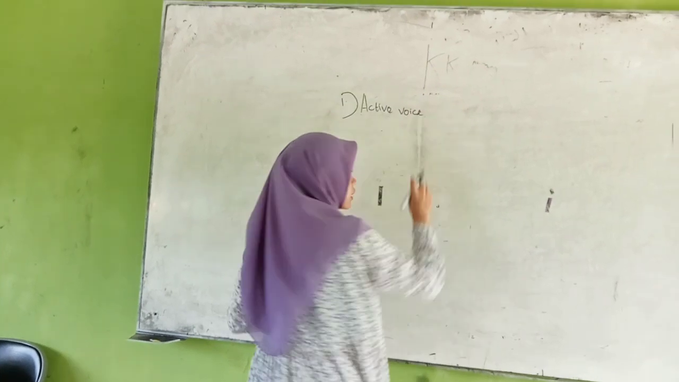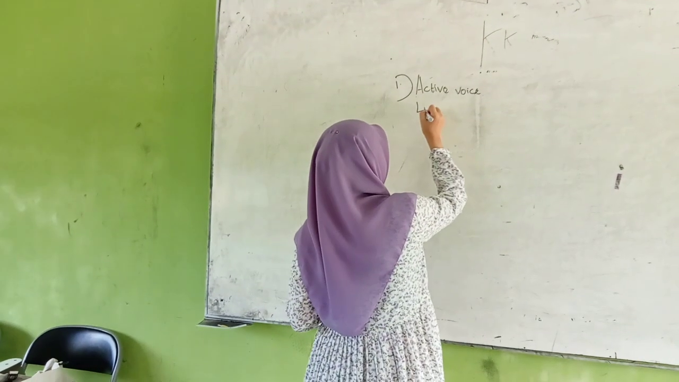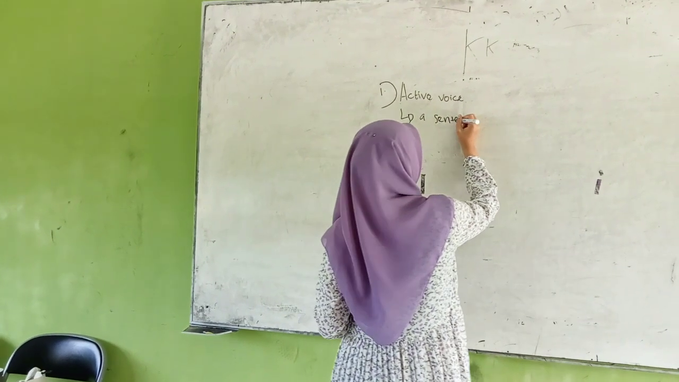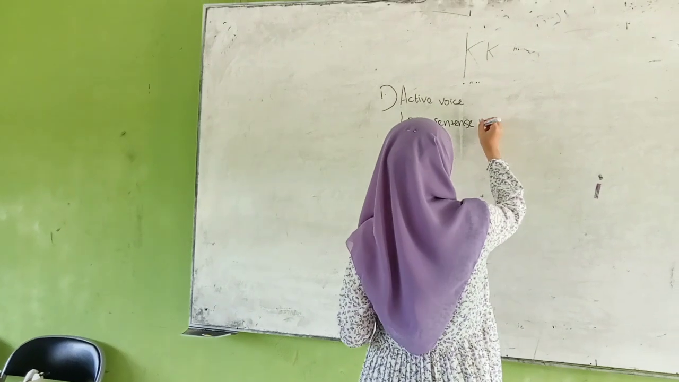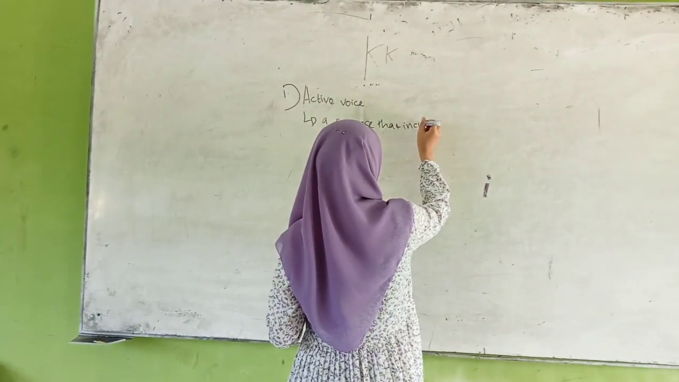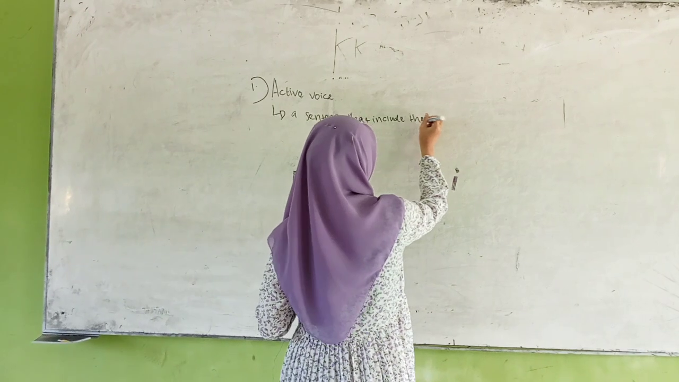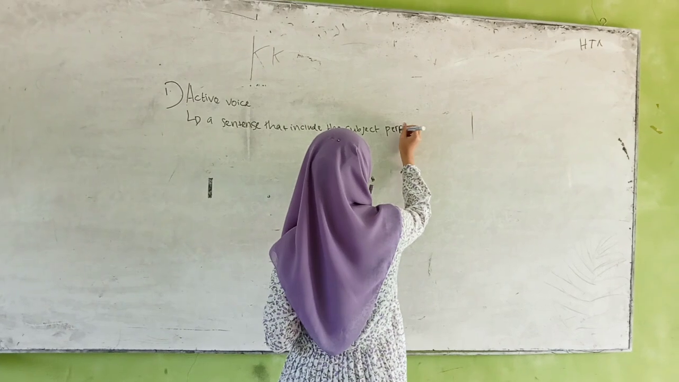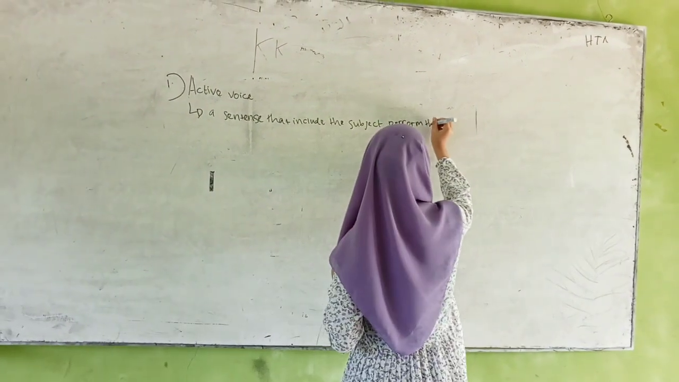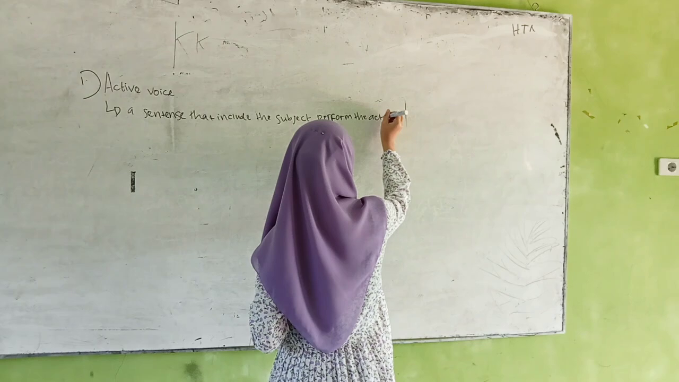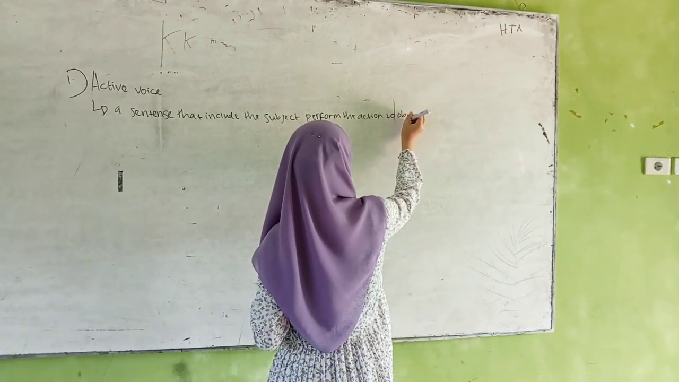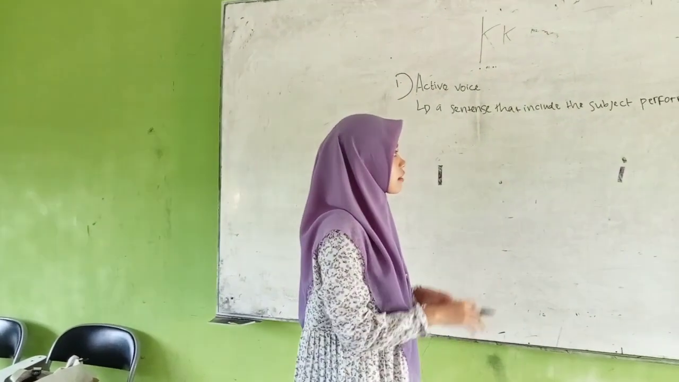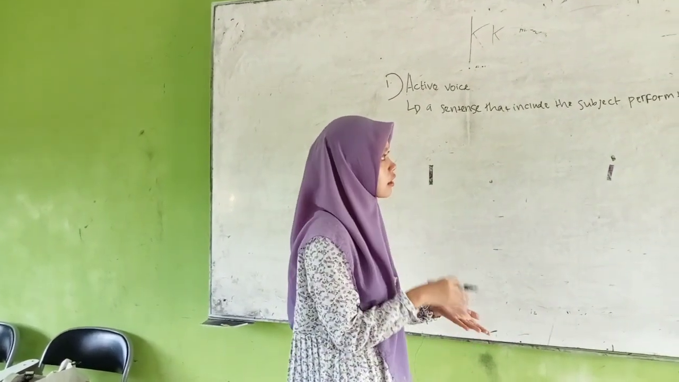voice. So, what is active voice? Active voice is when a sentence that in the subject performs the action to the object. So, active voice is a sentence that the subject performs the action to the object.